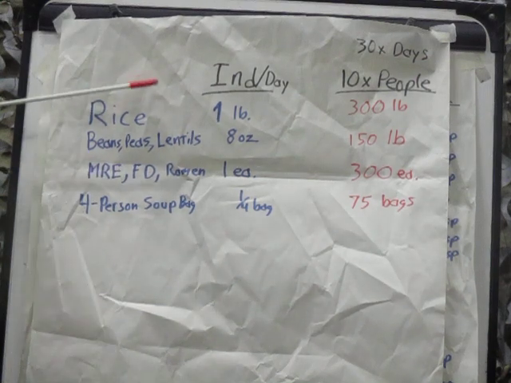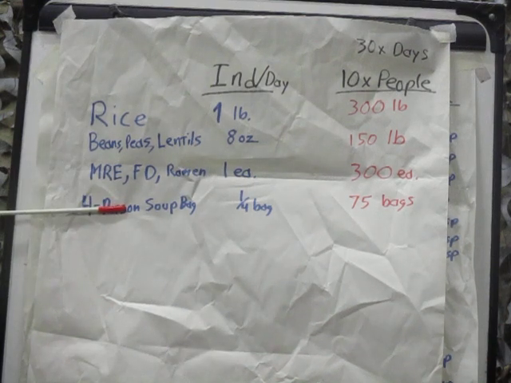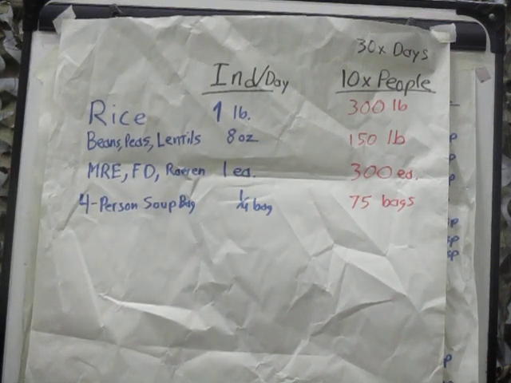One meal per day of freeze-dried MRE or ramen. And then figure for every 4 people, 1 soup pouch. You can really easily take one of these 4-person soup bags, add extra water to them, and turn it from 4 servings into 8 servings. And then to build up your calorie count, just add a little bit of extra, or whatever you have available, into it.